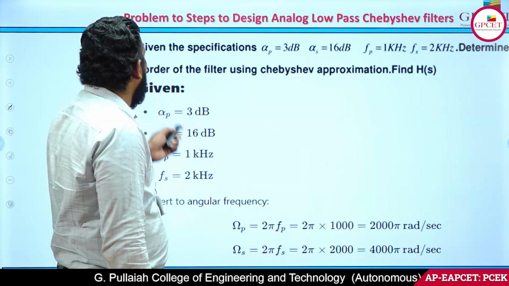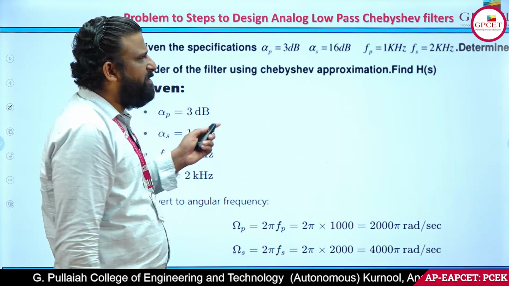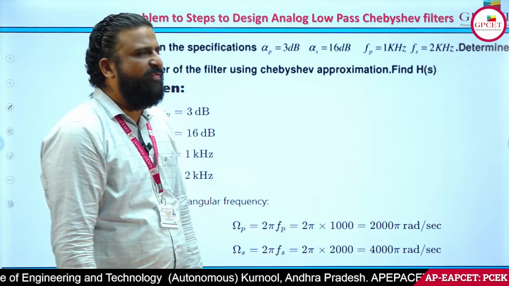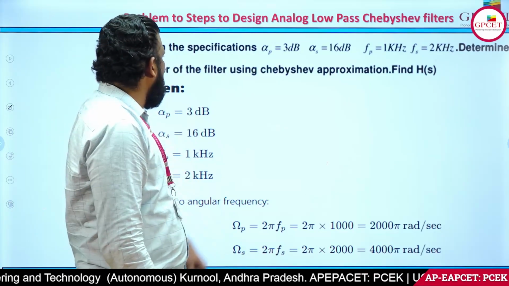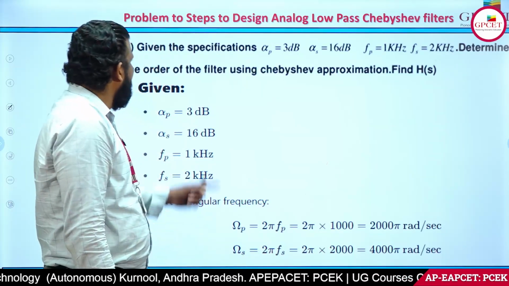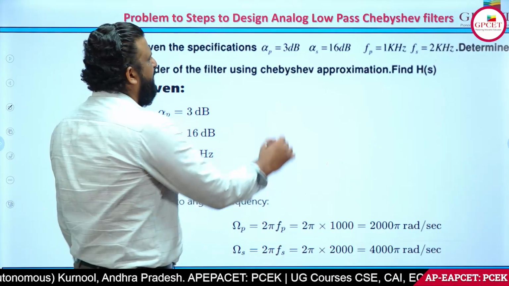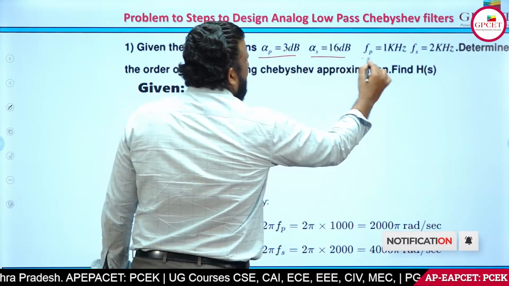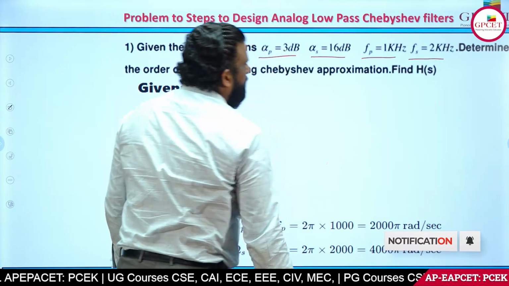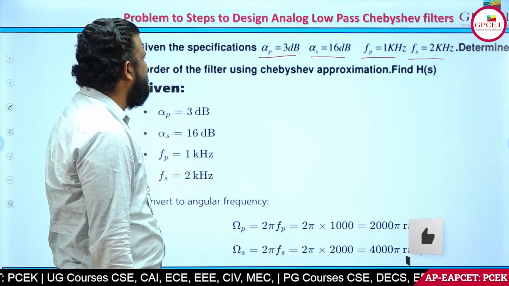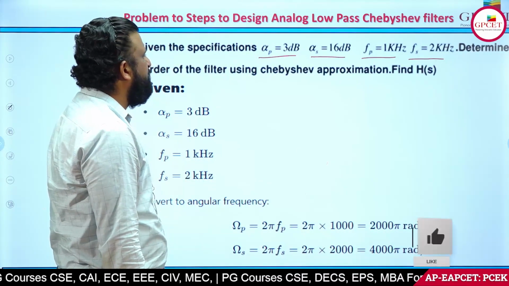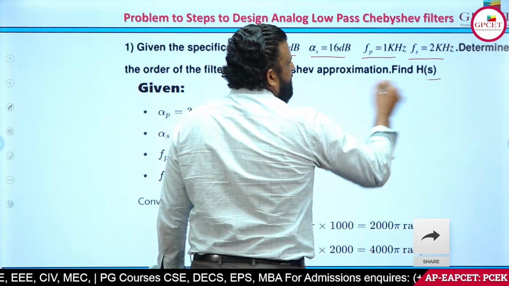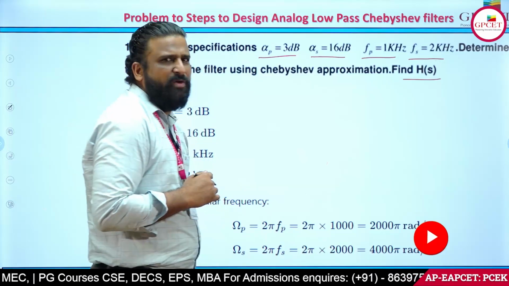And finally, these are all the six steps involved in designing the analog low pass Chebyshev filter. Now I have taken one problem. Given the specifications, depending upon the specification, they have given alpha p, alpha s, fp, fs. So 4 specifications they have given, and asked to determine the order of the filter using Chebyshev approximation. They are asking to find the transfer function of the analog low pass Chebyshev filter.